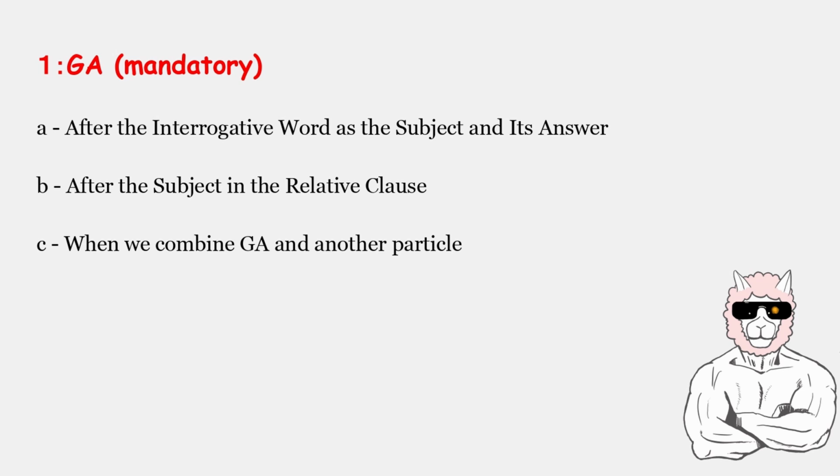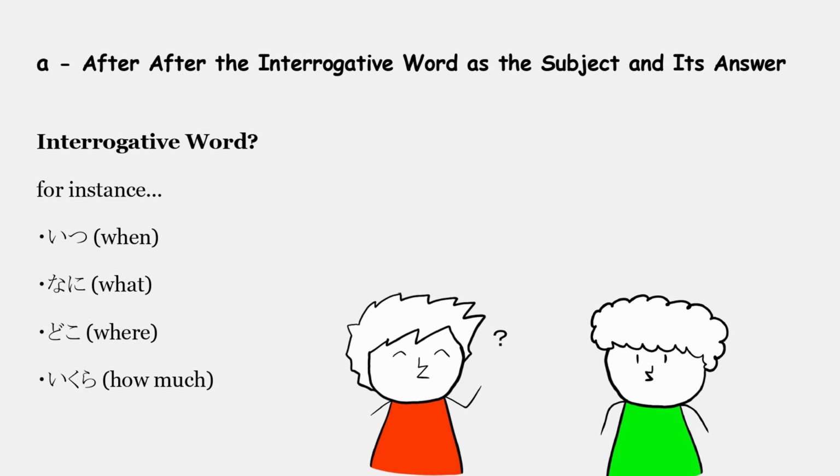Firstly, after the interrogative word as the subject and its answer. Secondly, after the subject in the relative clause. Thirdly, when we combine ga and another particle. So let's start. Firstly, we'll see ga after the interrogative word as a subject and its answer.